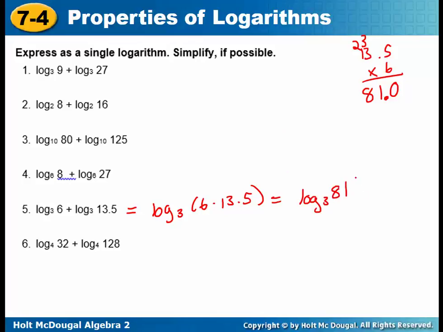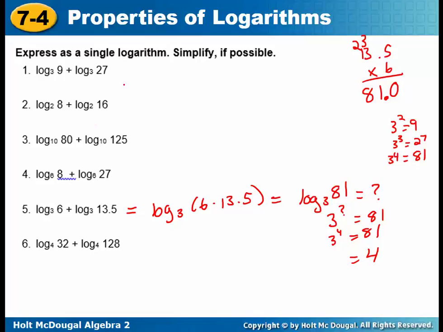Now, this is an answer, but I want to see if I can write that and find its exponent. So that means I would have a base of 3 to what power is equal to 81? So 3 squared is 9, 3 cubed is 27, and 3 to the 4th is 81. So the answer to this is just equal to 4, because when you're looking for a log, you're looking for the exponent. So that one was able to be simplified.